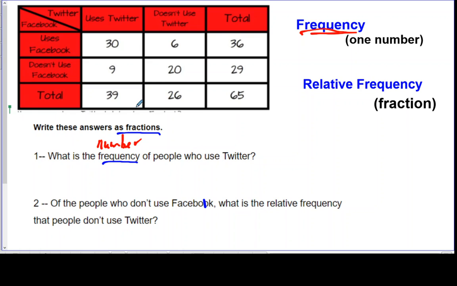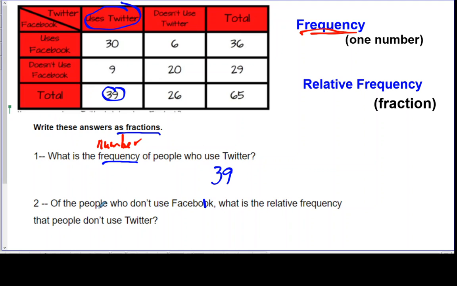So people who use Twitter, I need to find that information. Right here is where it says people who use Twitter. So this is a column. This column represents the people who use Twitter. It doesn't talk about Facebook or not Facebook, it's all the people who use Twitter. So we would go down and find the total. The total people who use Twitter is 39. And if it said write it as a fraction, you could write it 39 over 1. 39 as a whole number is fine also.